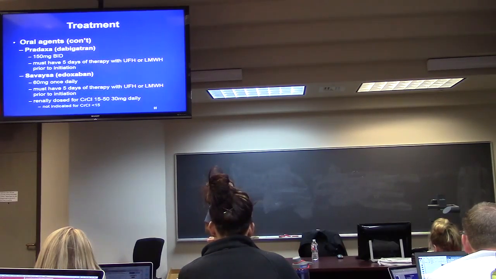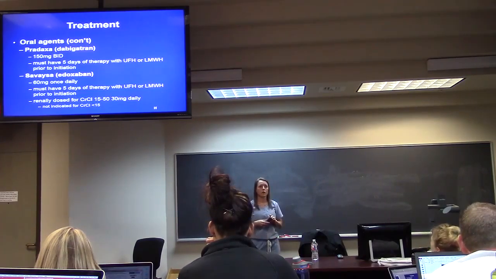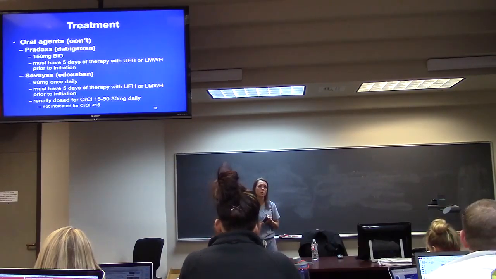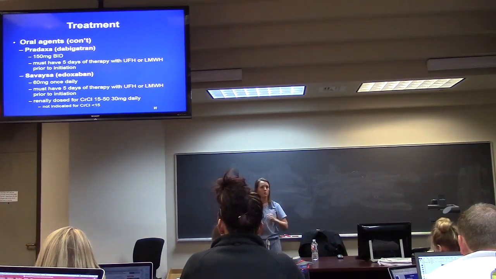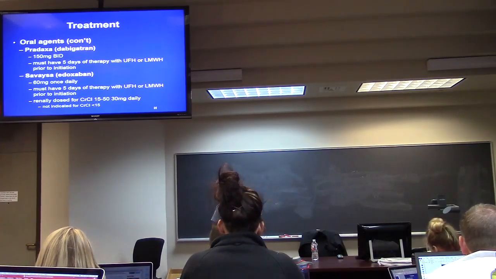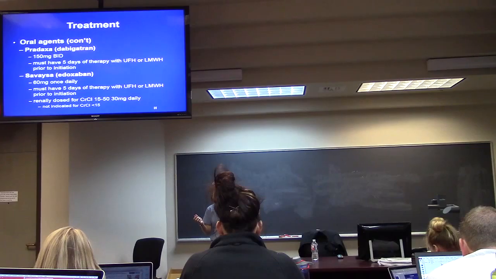Pradaxa was started out used in AFib. It was used only in AFib. They are one of the more recent ones to get a PE indication. The difference with Pradaxa and Xarelto is that you have to have 5 days of heparin or Lovenox before you start these medicines. With Eliquis, you can either start them on Eliquis right away, which we don't recommend, but you could, or you can have them on Lovenox for a couple days, check them, they're doing okay, switch them over to Eliquis, and they're done. You don't have to do the full 5 days of therapy. But with Pradaxa and Xarelto, you have to have 5 days of dual therapy with Lovenox or heparin.